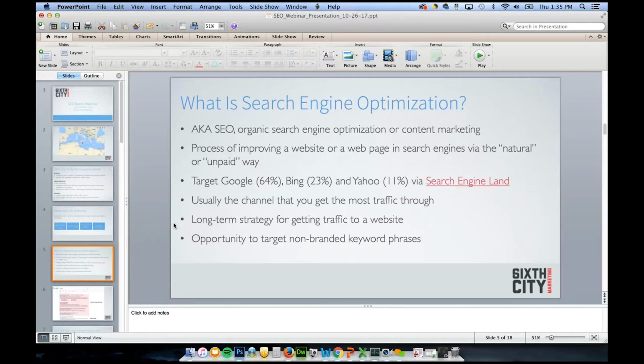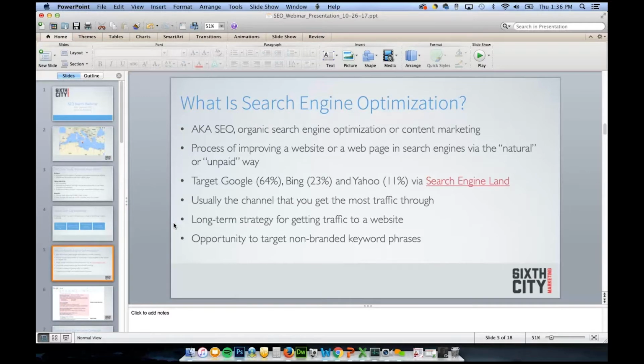So what is search engine optimization? Again, just starting with the basics, AKA SEO, AKA organic search engine optimization. Content marketing is another term for it. It's the process of improving a website or a web page in search engines via the natural or unpaid way. And I'll show you the difference between the natural and paid ways in a second here, illustrated visually.